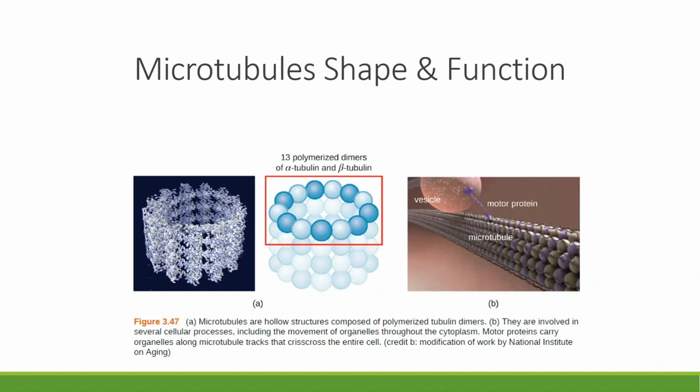They form these long tracks, these long railways. You can see in this image a motor protein that can attach to the microtubule and move along it. You can see it's carrying what is called a vesicle, and a vesicle is just a ball of membrane that contains some components on the inside.